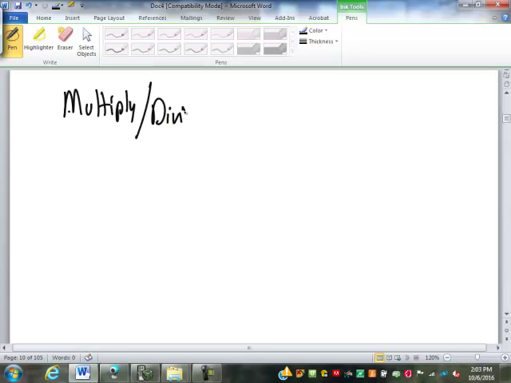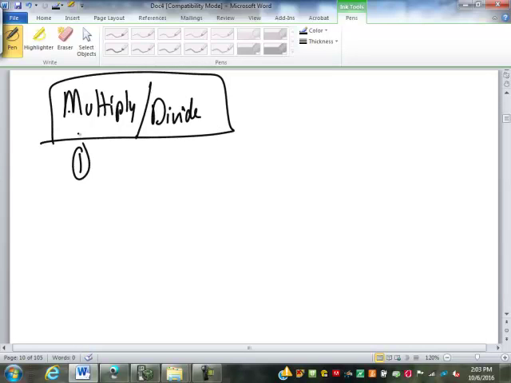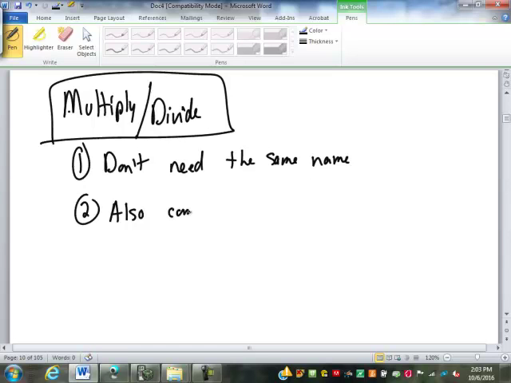Let's look at when we multiply or divide. Couple of things when we multiply or divide. The first thing is our requirement. When we add or subtract, we must have the same name. When we multiply or divide, we don't need the same name. So that means we do not have to have the same power of 10. Second, as I said before, we always combine the counts, but when we multiply or divide, we also combine the names.